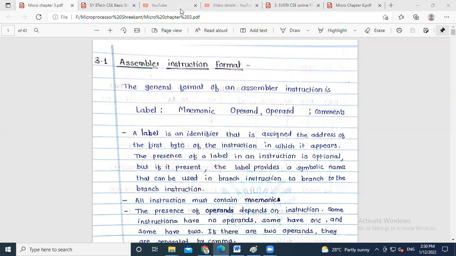So only two students are present here. What about the others? Are they attending or what else? Okay, due to fewer students, we have to wait for 5 minutes for them to join.